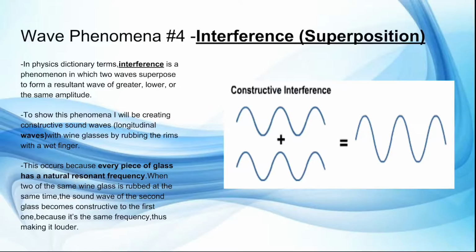To show the phenomenon, I will be creating constructive sound waves, longitudinal waves, with glasses by rubbing the rims with a wet finger. This occurs because every piece of glass has a natural resonant frequency, and when two of the same glass are rubbed at the same time, the sound wave of the second glass becomes constructive to the first one. Because it's the same frequency, it becomes louder.